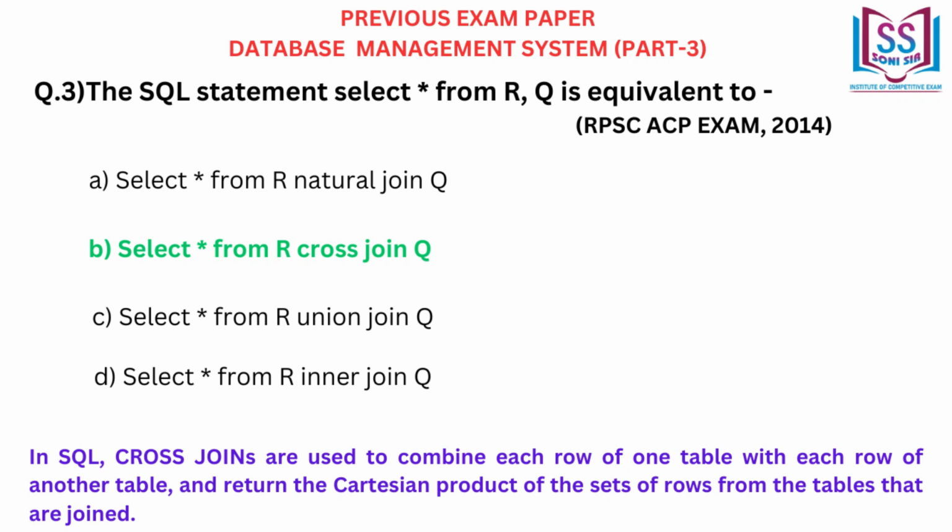In SQL, cross joins are used to combine each row of one table with each row of another table and return the Cartesian product of the sets of rows from the tables that are joined.